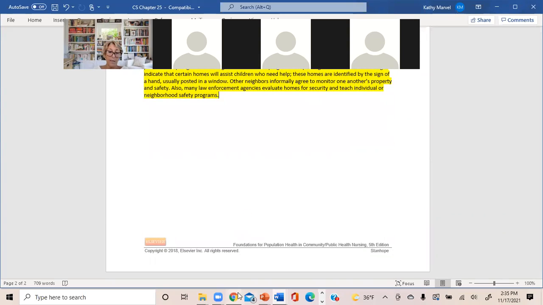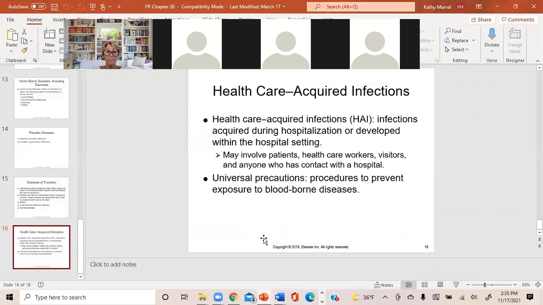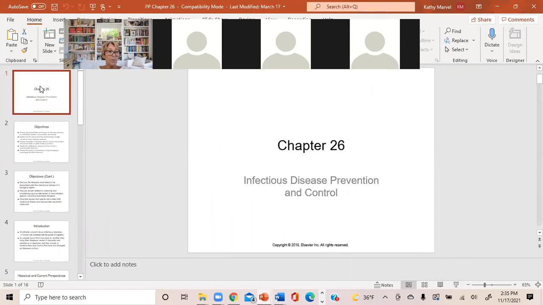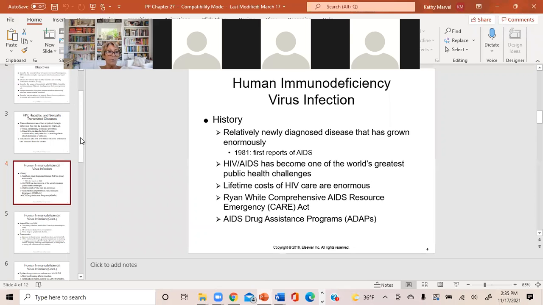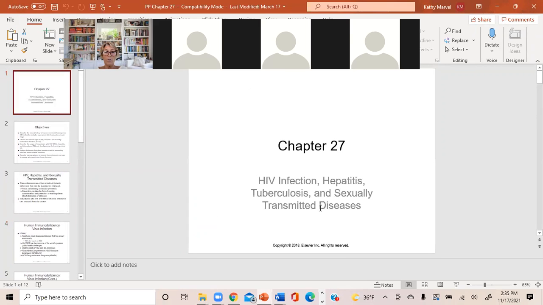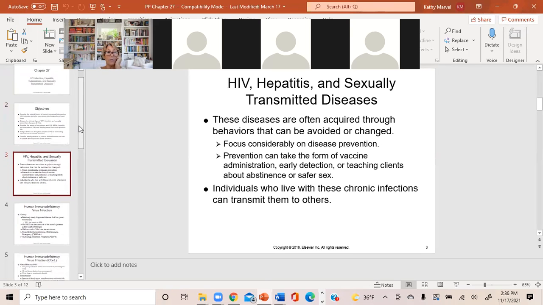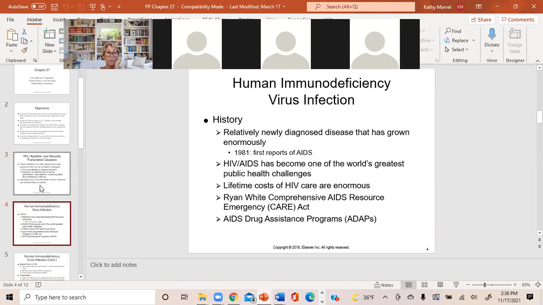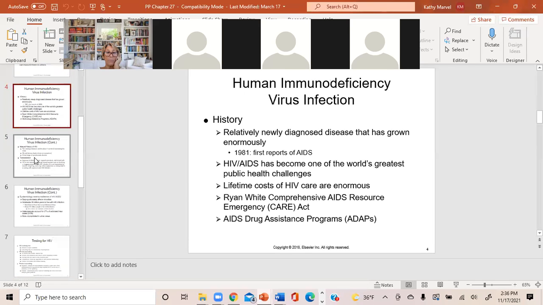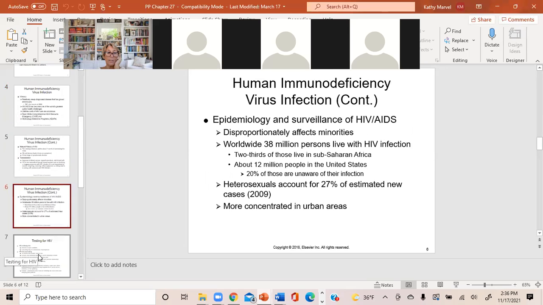So take a look at 25's case study. I'm just going to show you, because I don't know if we're going to get to chapter 27, so I just want to show you chapter 27 real quick. Chapter 27 is with regards to the 4 most common communicable diseases: HIV, hepatitis, TB, and STDs. I'm going to have you do 27 on your own, because the outline, which is the PowerPoint, goes through each.